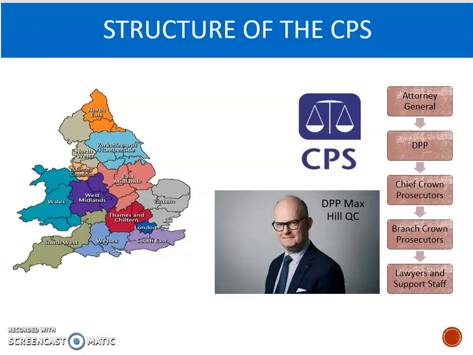So this slide is showing you the structure of the CPS with the Attorney General at the top, DPP underneath. The DPP currently is Max Hill QC, and he's been the DPP since 2018. So you may need to just check that you've got the up-to-date one if you're watching this video in the future, because obviously our DPP's changed. The DPP before Max Hill was a lady called Alison Saunders, and she did come under quite a lot of scrutiny prior to leaving and Max taking over from her.